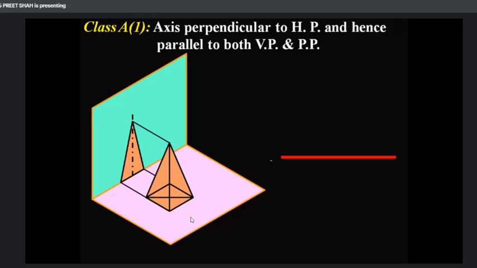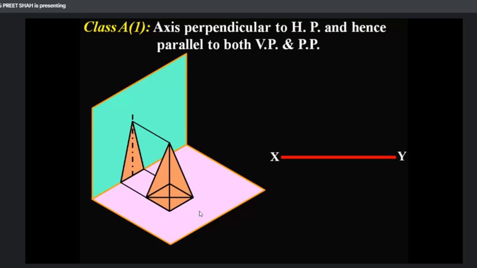Okay, now next. I will give an example of a square pyramid. Now the square pyramid is resting on the HP plane, on one of its sides. So what will you do? I will draw the square pyramid on the HP plane. When you see the square pyramid from the top, what will you see in the HP plane? Square shape. Okay, and if you see this object from the front, what shape will you see? Triangular shape. Okay, very good.